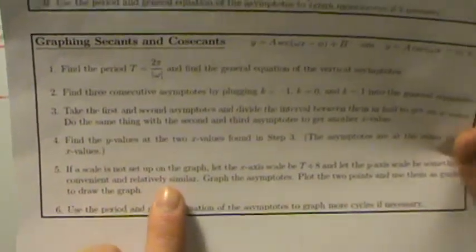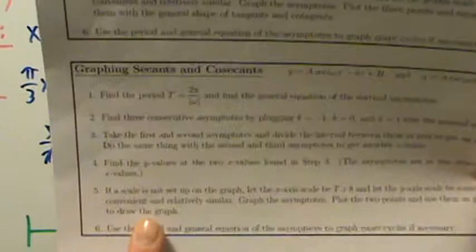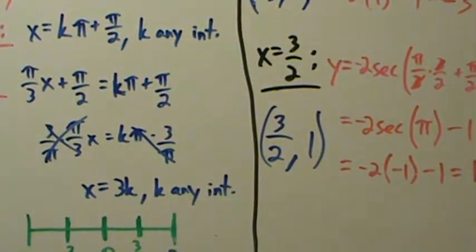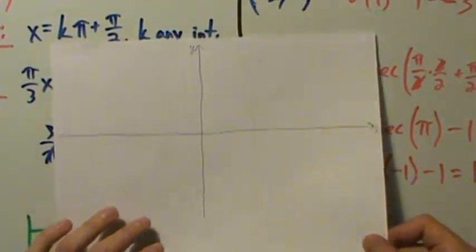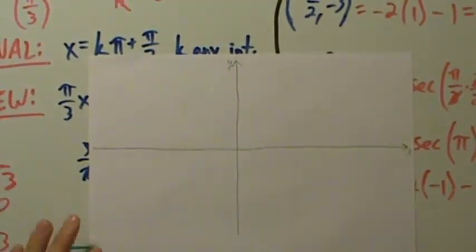Also, let the y-axis scale be something convenient and relatively similar. Graph the asymptotes, plot the 2 points we found in step 4, and use them as guides to draw the graph. So we'll see how that works. Let's pull out our graph paper. I'm actually going to use this one that's already ready-made from the mistake from the cotangent video. So anyway, we have our y-axis here, x-axis here. Well, before that though, let's figure out what our scale is.